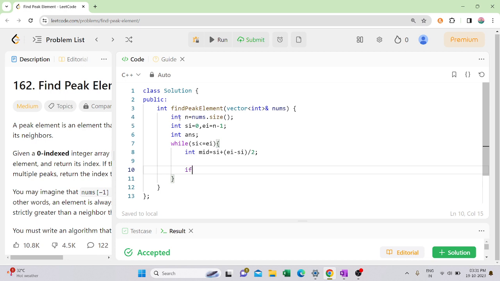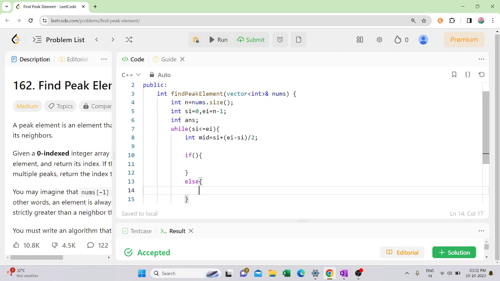Now there is a condition which, if it is true, is one case, and if it is not true, it is the other. In this case we are doing starting index as mid plus 1, and in this case what we are doing is answer as mid and ending index as mid minus 1. And the only condition which we are going to apply is if nums of mid is greater than nums of mid plus 1. Okay, so this is what we discussed in previous lectures. So now the only thing that remains is that we are comparing mid with mid plus 1.